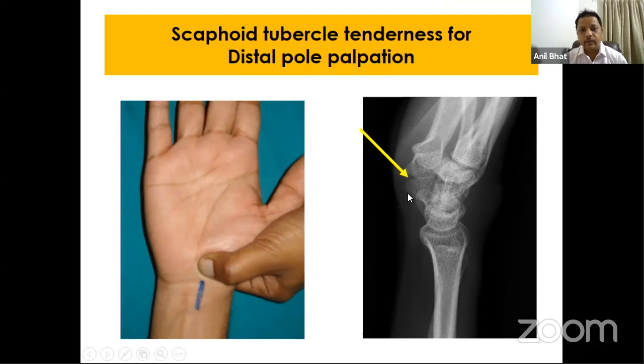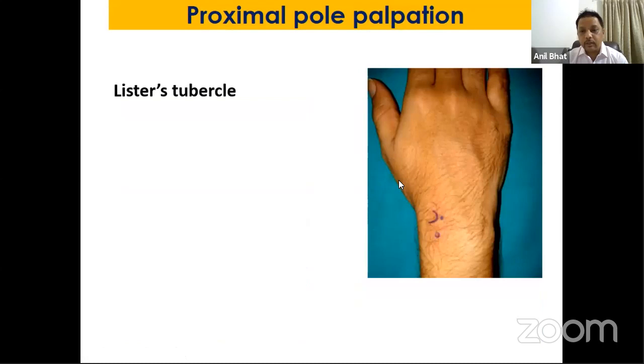To palpate the scaphoid, along the FCR tendon here, if you palpate, that will be your distal pole. And the proximal pole is on the dorsum. So you don't have to miss out on all these areas. Lister's tubercle acts like a lighthouse for you. And then the sulcus just distal to that will give you the scapholunate joint here.